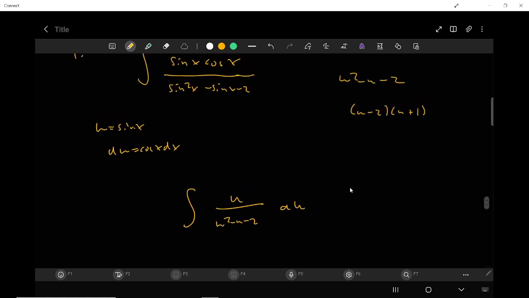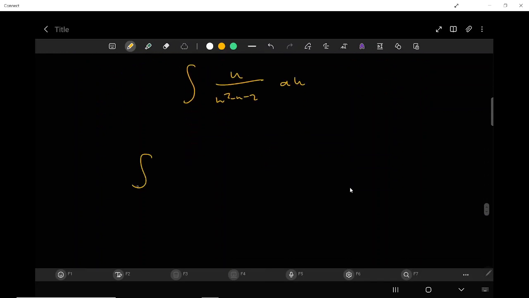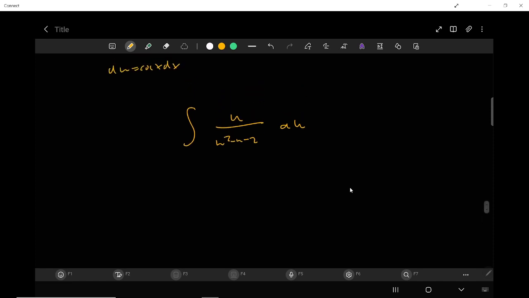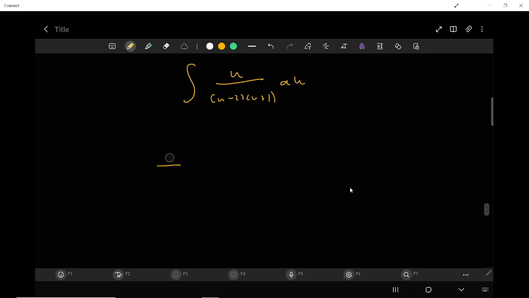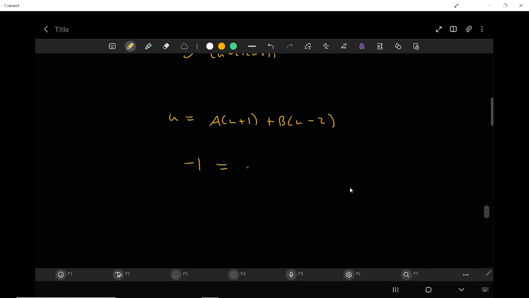Okay, I think this might be partial fractions. Maybe I'll try it. How many marks is this? Okay, 7. That's u minus 2, u plus 1. So u over that equals a over u plus 1, wait, a over u minus 2, and b over u plus 1. Cross multiply: a(u plus 1) plus b(u minus 2). Let u equal minus 1: equals b times minus 3, so b equals a third. Then let u equal 2: 2 equals a times 3, so a equals 2 thirds.